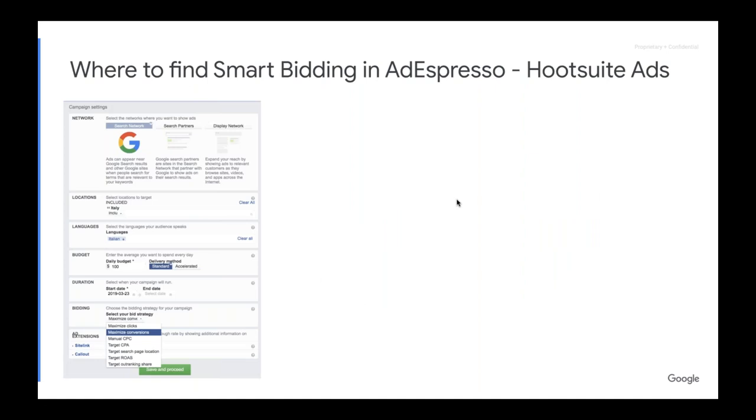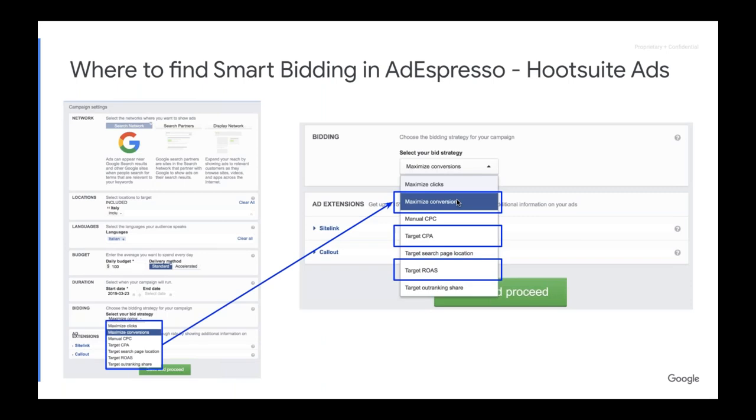Where to find smart bidding in AdEspresso and Hootsuite Ads? So you'll have the option to select the bid strategy you prefer during the campaign setting. And as you can see here, AdEspresso has already integrated the three bidding strategies that we're going to talk about today.